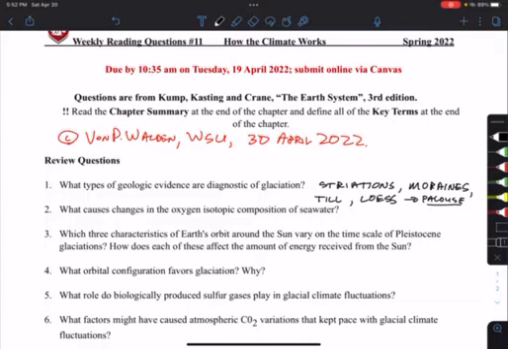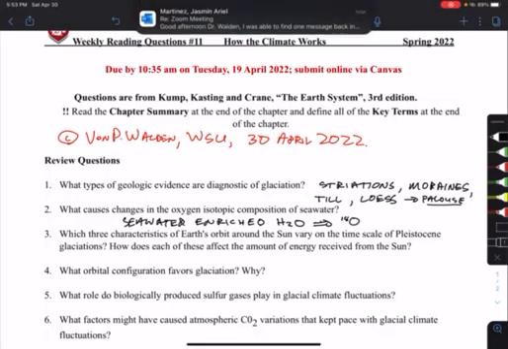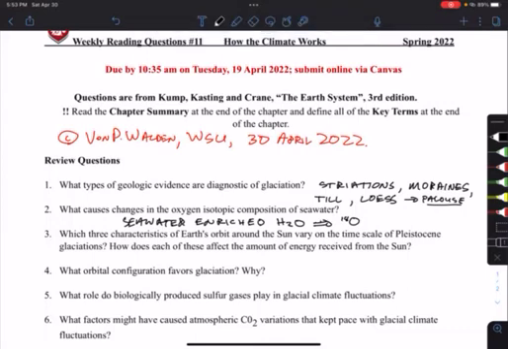So the seawater becomes what they say is enriched, becomes enriched with water that has oxygen 18 atoms.